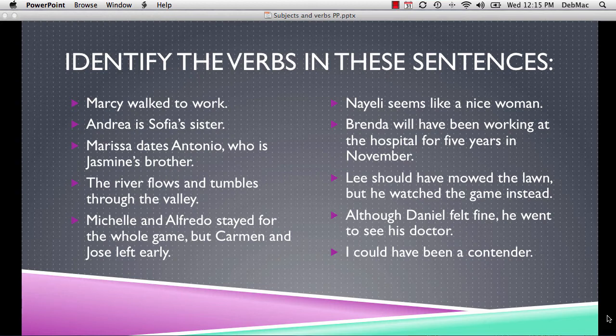Next we have Lee should have mowed the lawn, but he watched the game instead. The verbs are should have mowed, watched. Next we have, although Daniel felt fine, he went to see his doctor. The verbs are felt, went. And the last one is, I could have been a contender. And no, I'm not going to do my Marlon Brando imitation. The verb is could have been. Okay? Simple enough, huh?